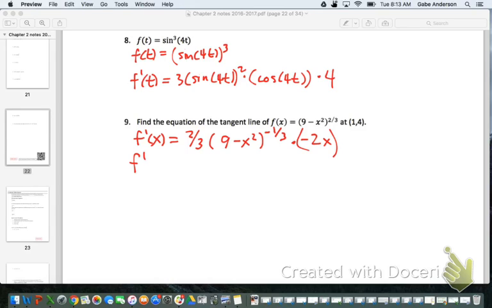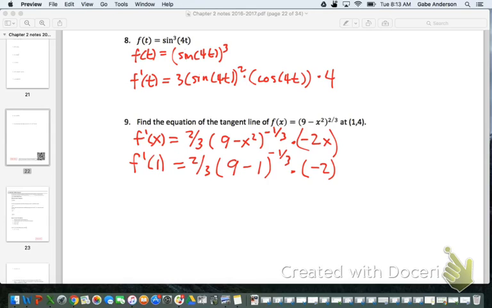F prime of 1 is equal to 2/3 times 9 minus 1 squared, of course, is just 1, times negative 2 times 1 is just negative 2. You can actually do all of this without a calculator, right? So 9 minus 1 is 8. Think about it. 9 minus 1 is 8.